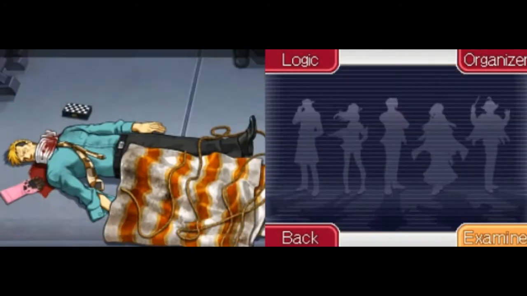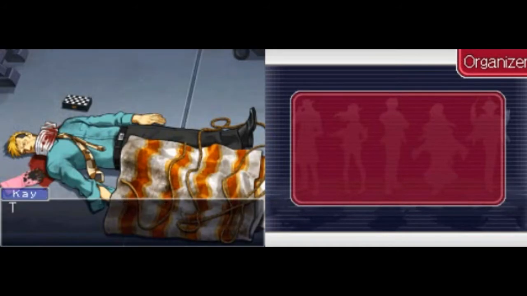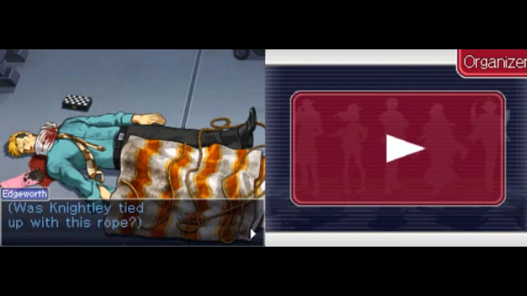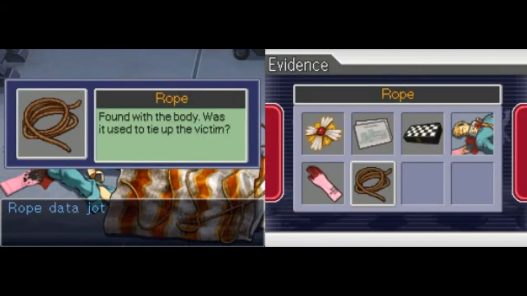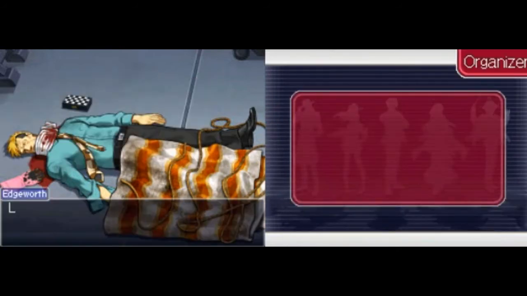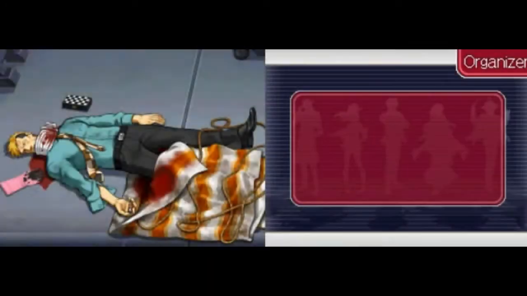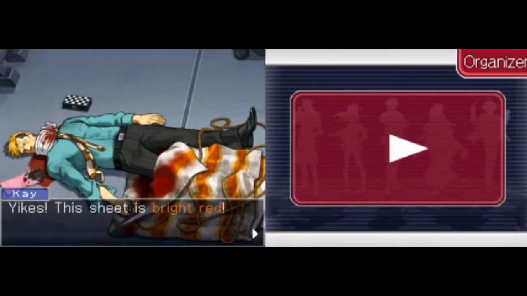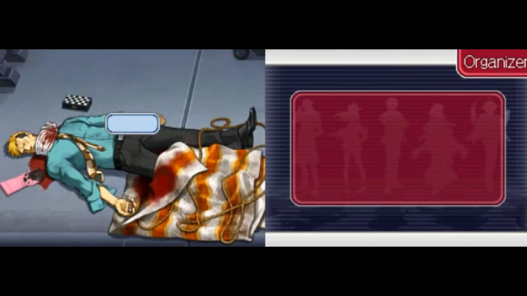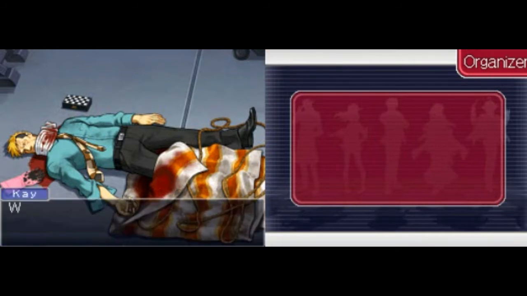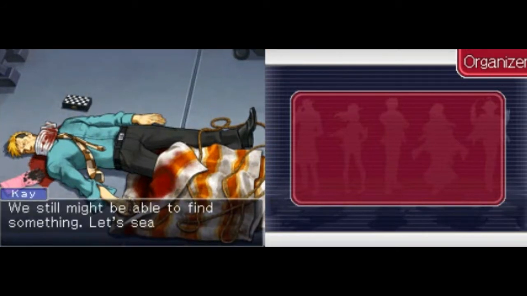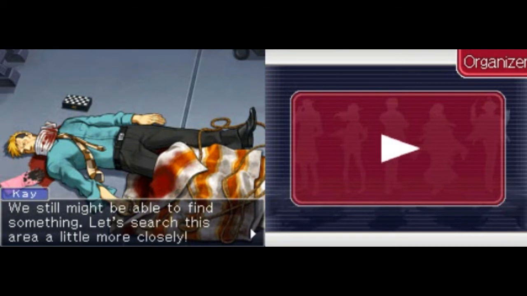Isn't that the same as the sheet color? He's covered with a dirty sheet. There's a rope on top of the sheet. Was Knightley tied up with this rope? Let's take a look under the sheet. We might be able to find something. Yikes! This sheet is bright red. These appear to be bloodstains. We might still be able to find something. Let's search this area a little more closely.